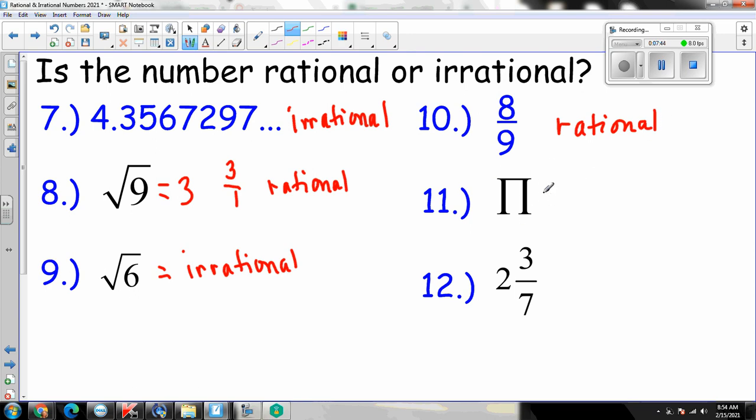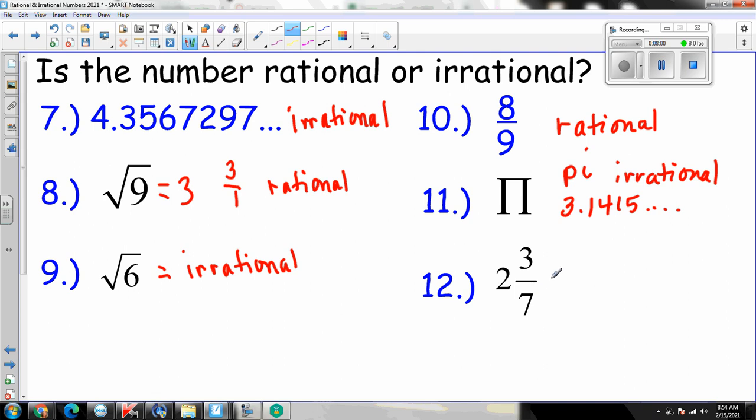Remember number 11, this is the pi symbol. This is pi. Pi is 3.1415 and it keeps going. So since it's a decimal that keeps going and doesn't repeat, it is irrational.